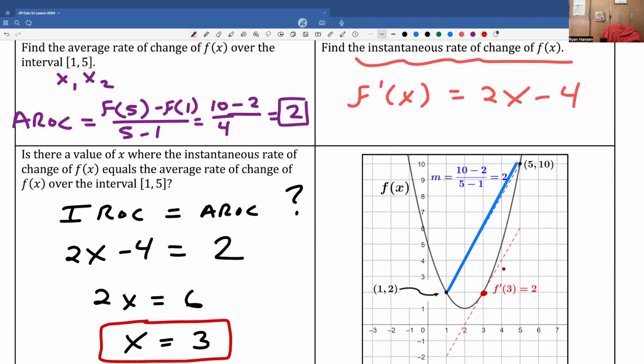They're parallel. So what we've just shown is, yes, indeed, there is a spot on f of x where the instantaneous rate of change, the tangent line, is equal to the average rate of change, which is the slope of the secant line. They both have a slope of 2. What's the big difference? The secant line connects 2 points, its average rate, versus the tangent line goes through 1 point, the instantaneous rate of change.